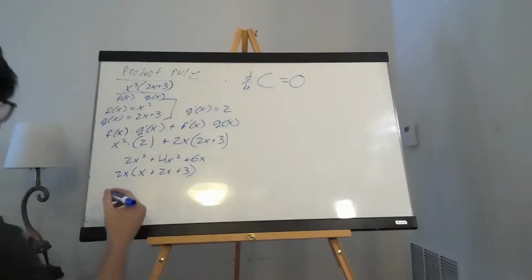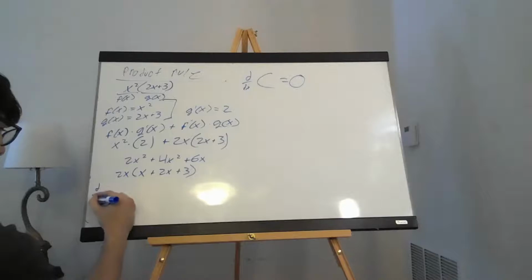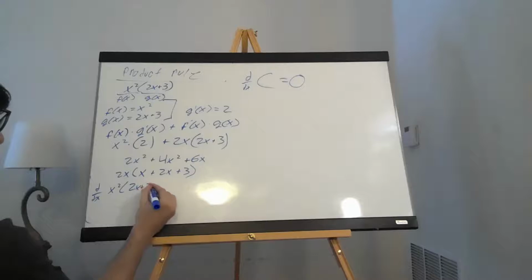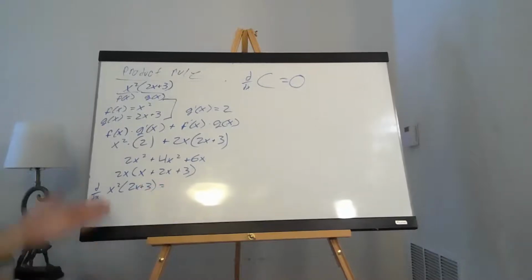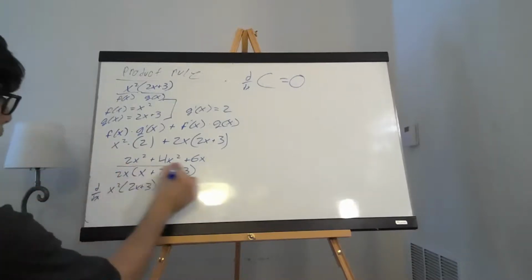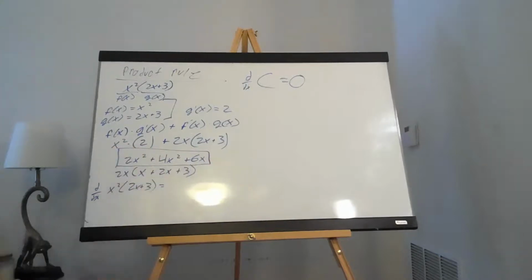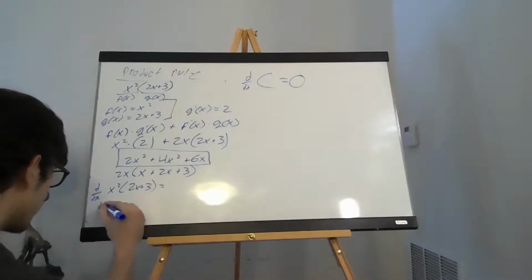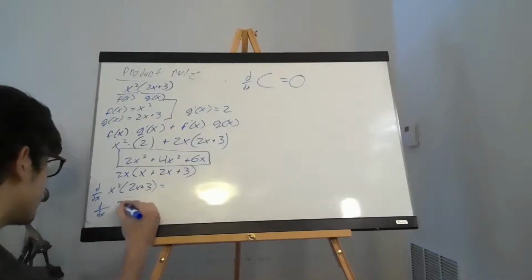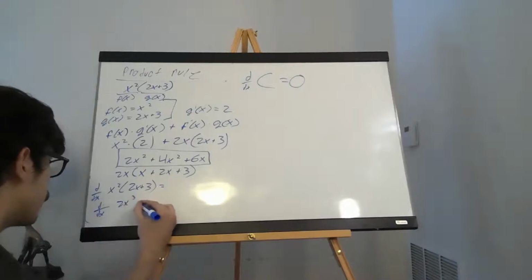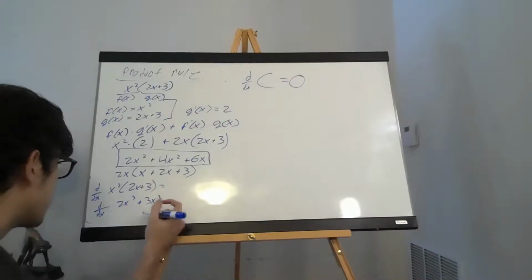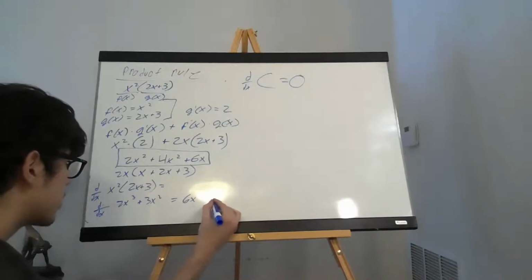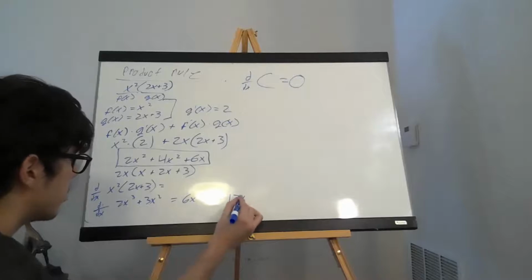So now, if I asked d dx of x squared times 2x plus 3, I'm going to verify my answer, which is this right here. So if we wanted to multiply this out first, then we'd have to do it before taking any derivatives. So this would give us 2x cubed plus 3x squared. It's going to give us 6x squared plus 6x.